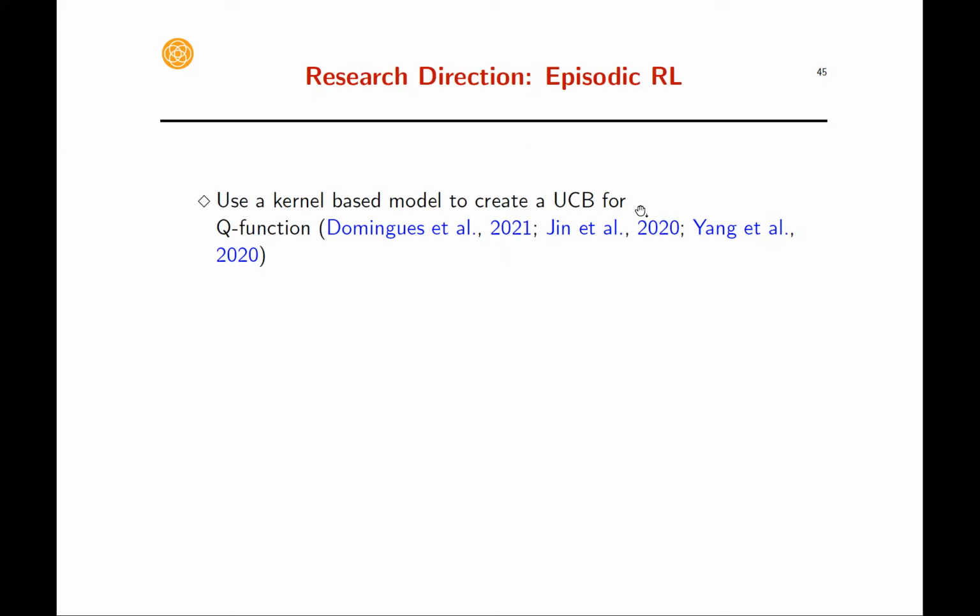Okay, another research direction which people have already started to work on, and which is gaining more interest, is using these kernel-based models to create an upper confidence bound for the Q function and providing analysis for the regret in the reinforcement learning problem. These three papers, I think, are quite interesting. They give the main ideas, but there are still quite a lot of details to be figured out for these problems. It's a relatively new problem with very recent papers.